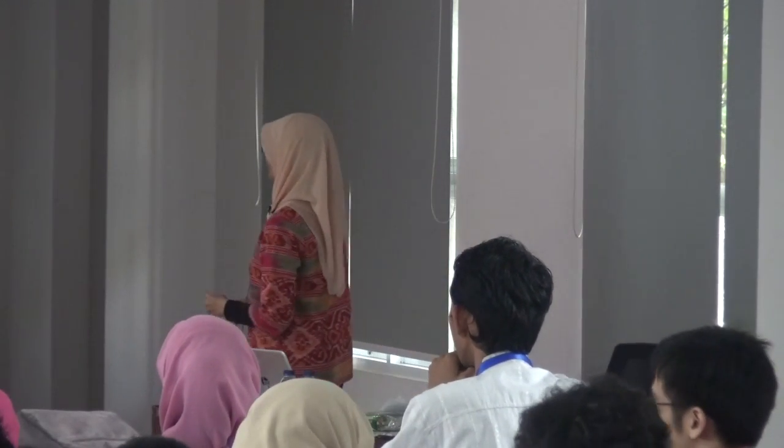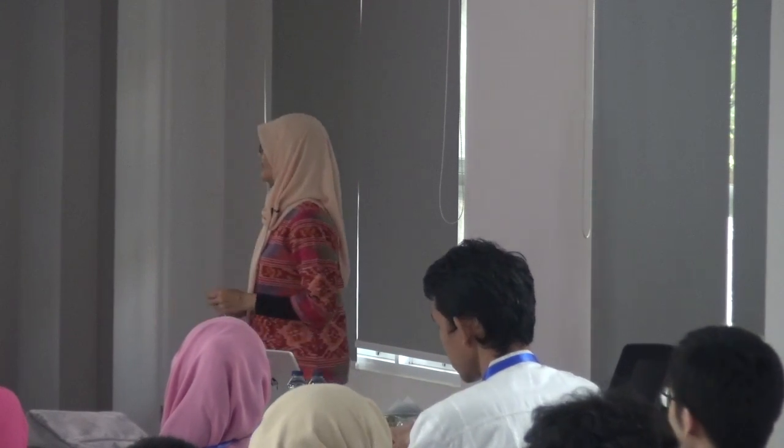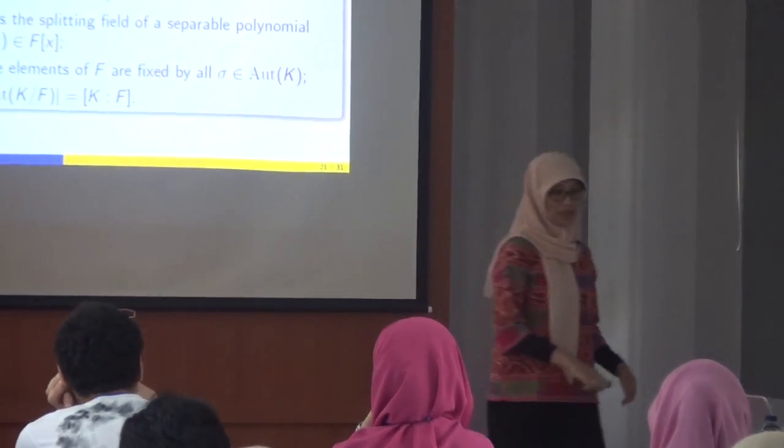This is the characterization of Galois. We have four statements that are equivalent. K is Galois over F; K is the splitting field of a separable polynomial p(x) in F[x]; the elements of F are fixed by all sigma in Aut(K); and the cardinality of this automorphism group, this Galois group, is equal to the degree of K over F.